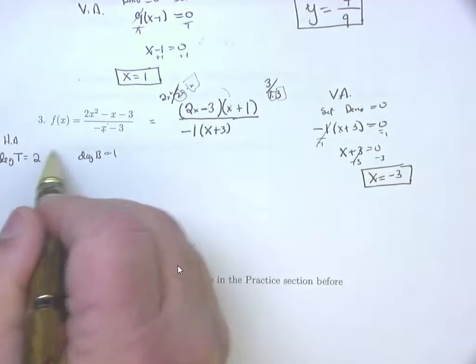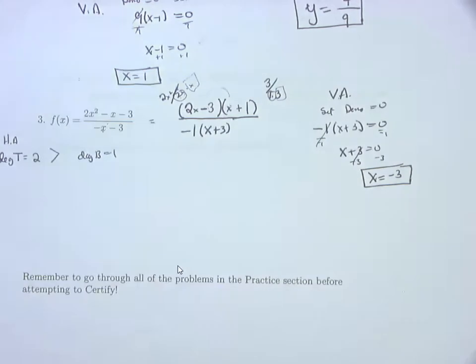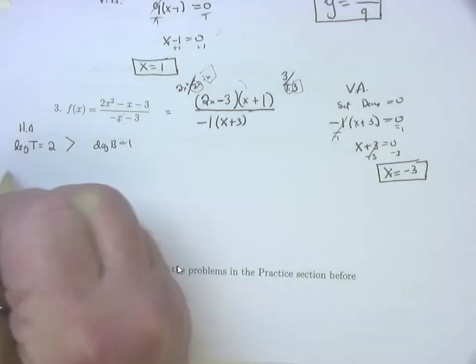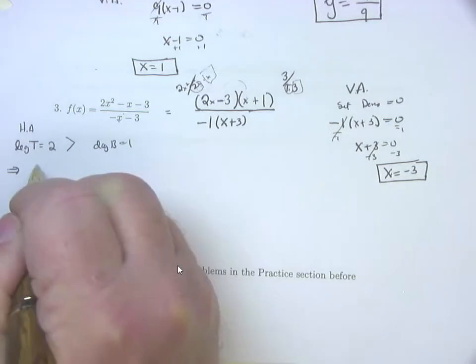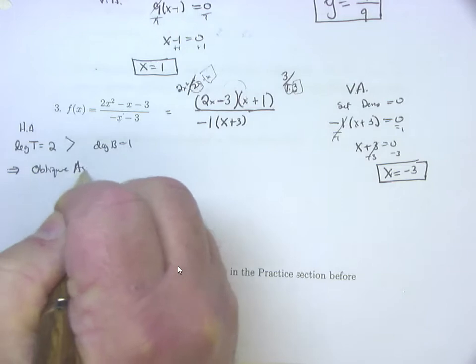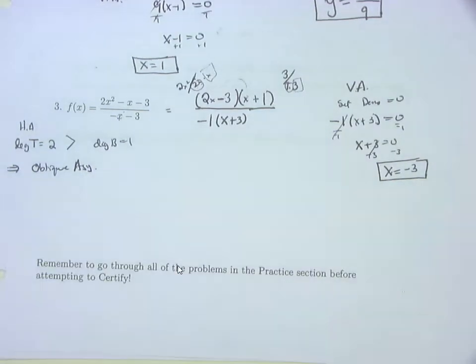In this case, you'll see that the degree of the top is actually bigger than the degree of the bottom. So we don't have a horizontal asymptote. This implies that we have what we call an oblique or slant asymptote. Does that make sense? But here it comes.